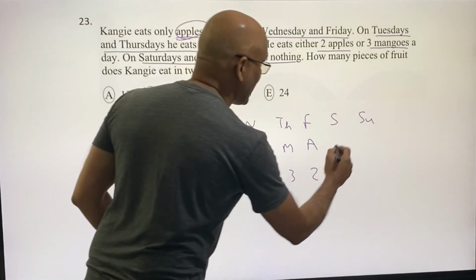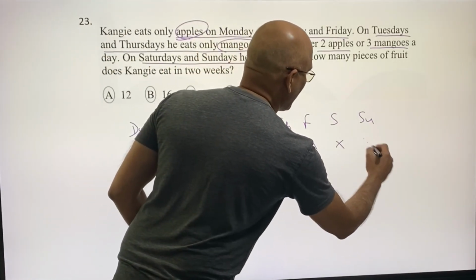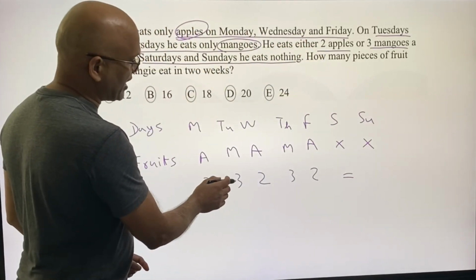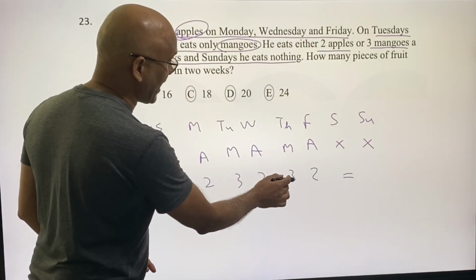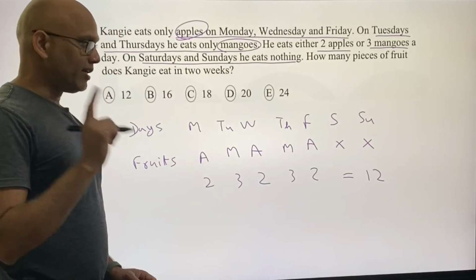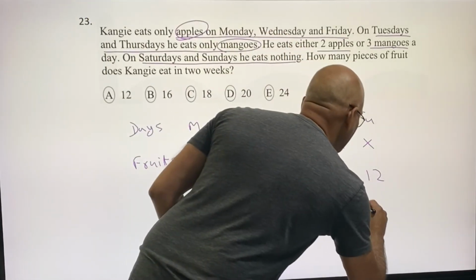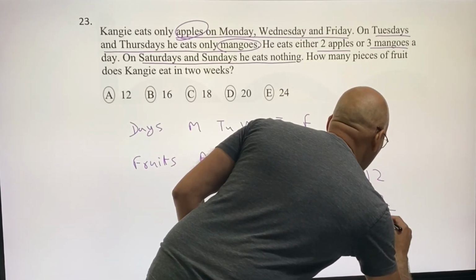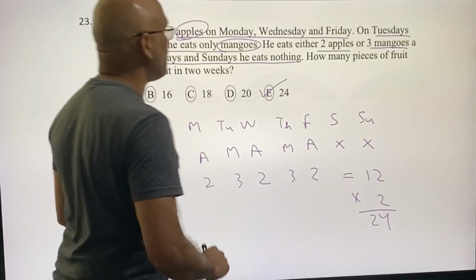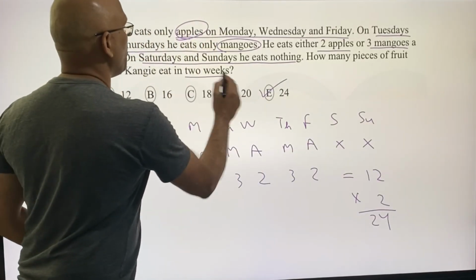And Saturday and Sunday, he doesn't eat anything. So this is a total of how many? Apples: 2 plus 2 plus 2 is 6, mangoes: 3 plus 3 is 6, so 12 fruits in 1 week. So in 2 weeks, 12 times 2 is 24. Then it's 24 fruits in 2 weeks.